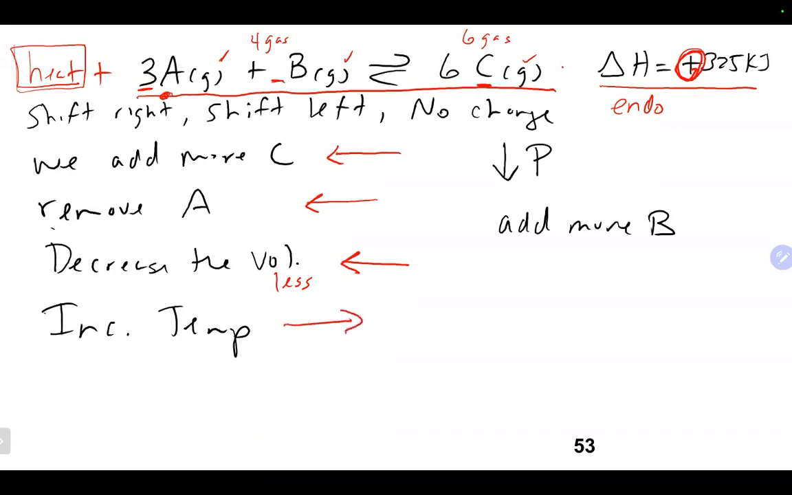If I decrease the pressure, what happens to the volume? Volume goes up, and that's the way we want to think about it. Bigger volume needs more gas molecules. So in this particular case, that would be to the right. And lastly, if we added more B, it should go to the right as well. Any questions on any of those?